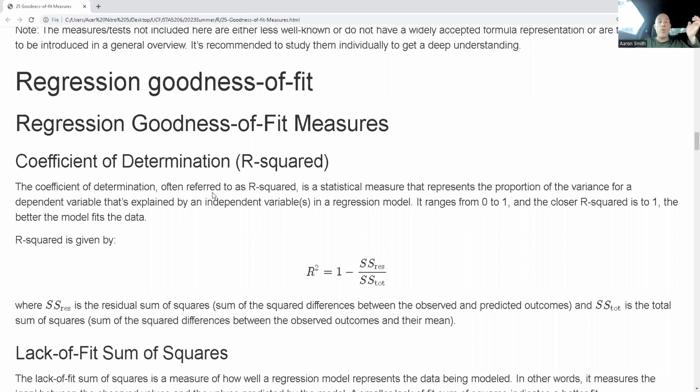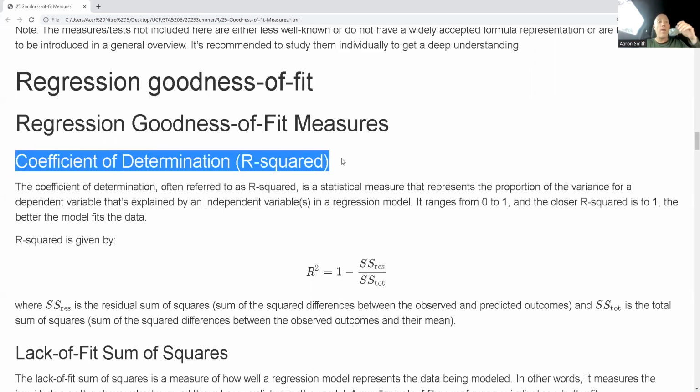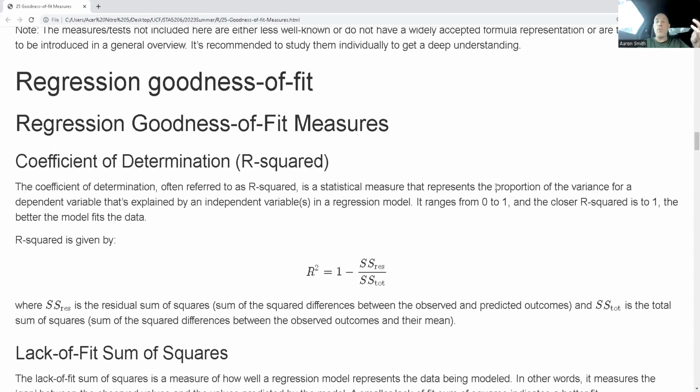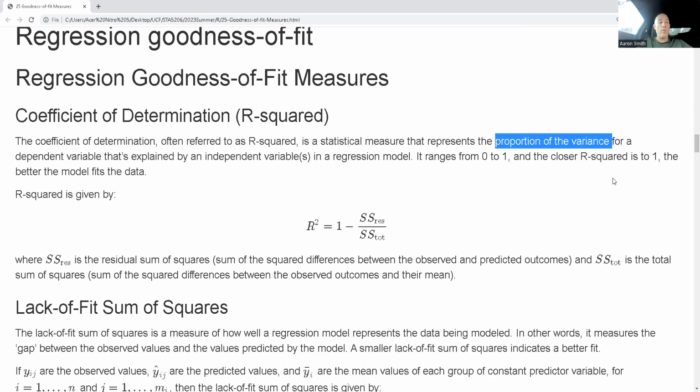Now, for the regression goodness of fit, the first one that we want to talk about is the coefficient of determination, that is R squared. This tries to give a representation of the proportion of variance accounted for by the independent variables. It ranges between 0 and 1. Closer to 1 means that we have a better fit, and 0 means we have a lesser fit. But remember, we always have to worry about the possibility of overfitting with this one.